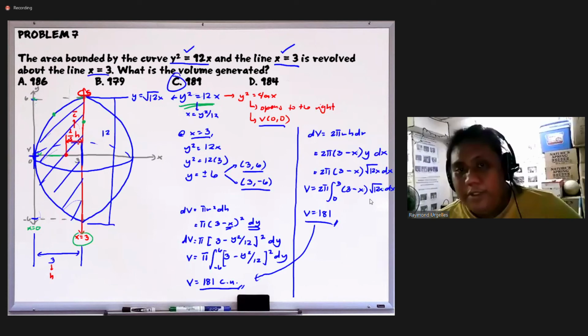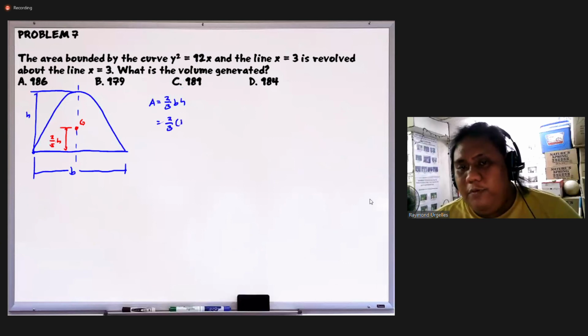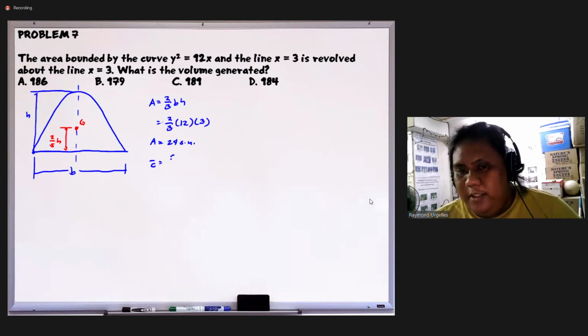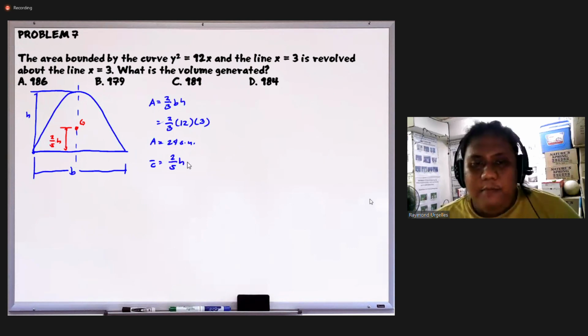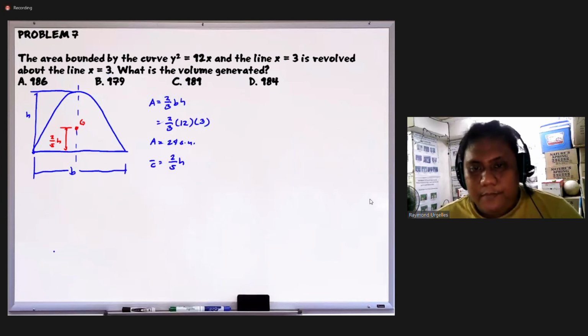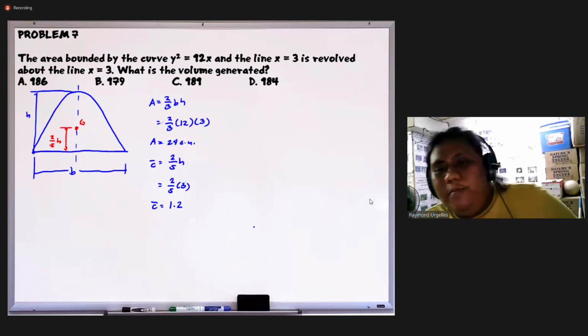Dun sa equation, okay? So therefore, solving for the area, yung base is 12 units. Yung height is 3 units. So therefore, this will be 24 square units. So that's for the area. And for C-bar, this is equivalent to 2/5 ng height. So yung height natin ay 3 units. So 2/5 times 3 units is equal to 1.2. So yun yung C-bar natin, okay?